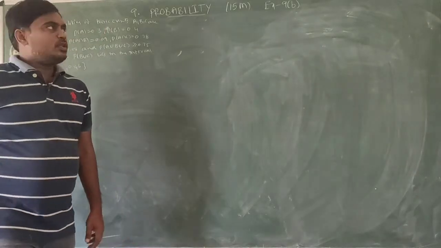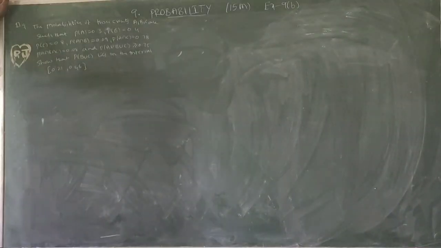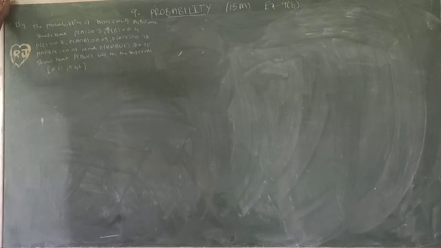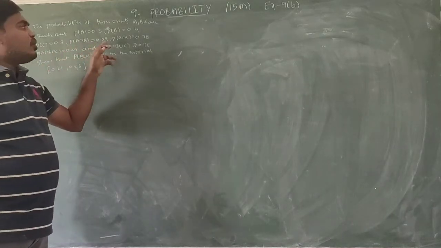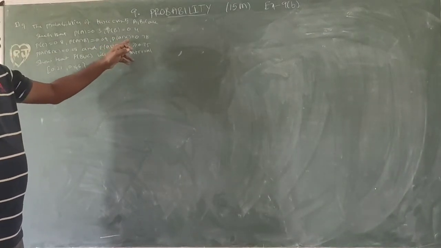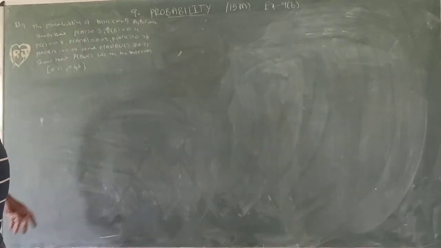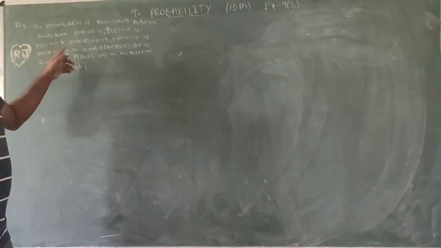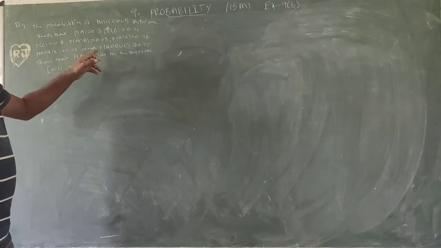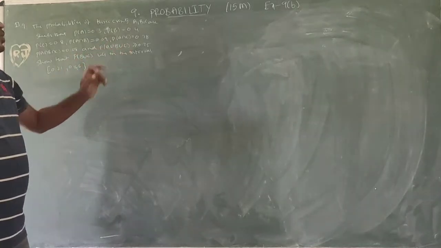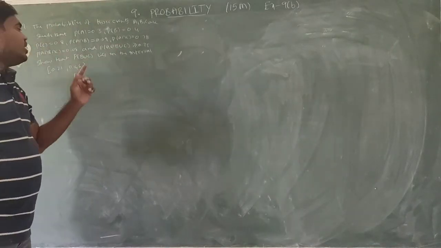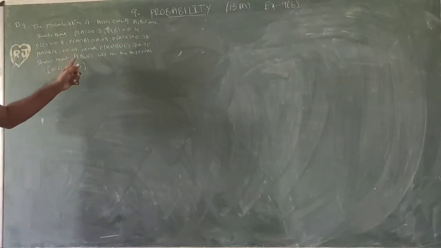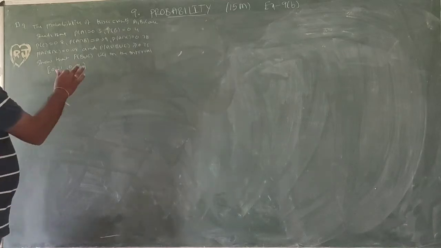Second bit, ninth question. The probabilities of three events A, B, C are such that P(A) = 0.3, P(B) = 0.4, P(C) = 0.8, P(A∩B) = 0.09, P(A∩C) = 0.28, P(A∩B∩C) = 0.08, and P(A∪B∪C) ≥ 0.75. If all these conditions are given, accordingly we need to find P(B∩C).